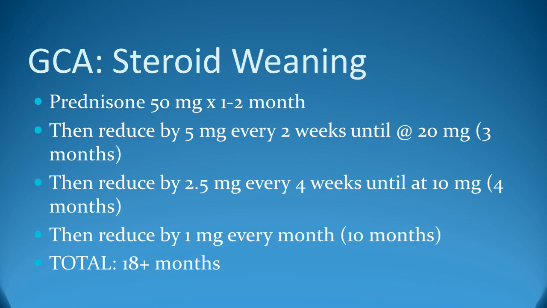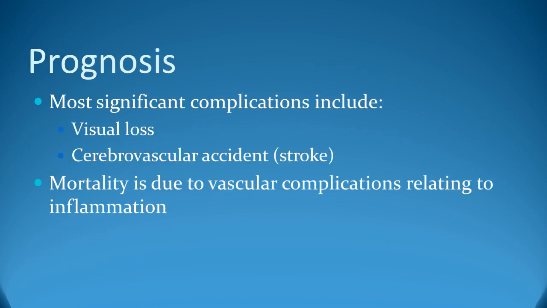Prednisolone 50 mg for 1 to 2 months, then wean: reduce by 5 mg every 2 weeks until 20 mg, hold for a month, then reduce 2.5 mg every 4 weeks until 10 mg for a month, then reduce 1 mg every month, total 18 months plus.